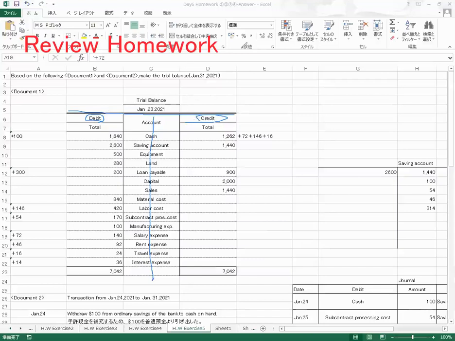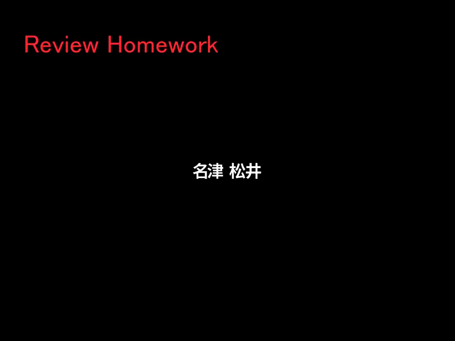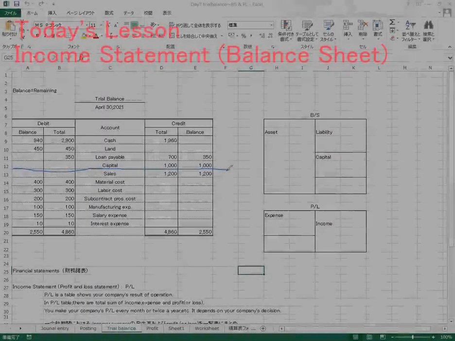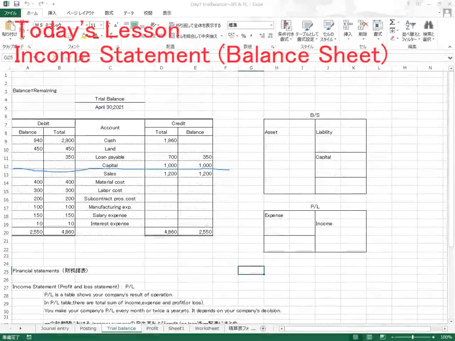This is the review. So we get the trial balance. First, write a line between capital and others.